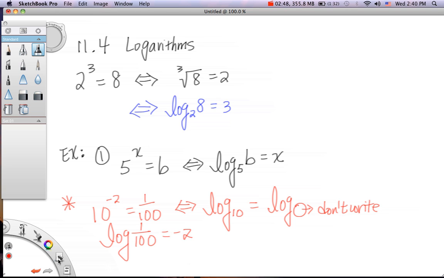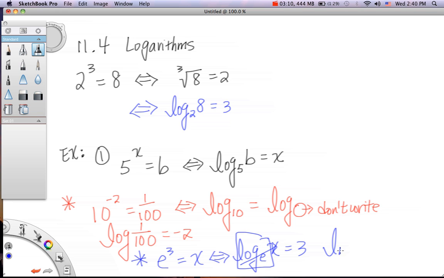Okay, then the other special thing you have is base e. So if you have e to the third power is equal to, let's say, x, to rewrite that, instead of writing log base e of x is equal to 3, we don't write log base e. This becomes natural log of x equal to 3. So think of natural log as a special one with the base e, and if you see log without a base number, that automatically means 10.